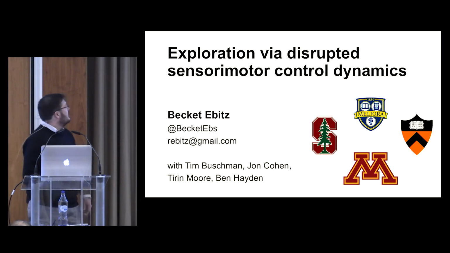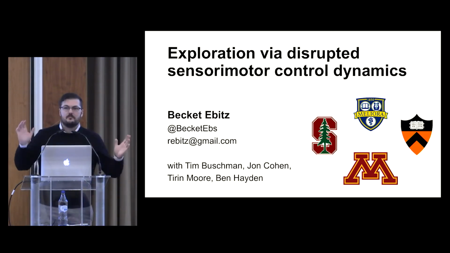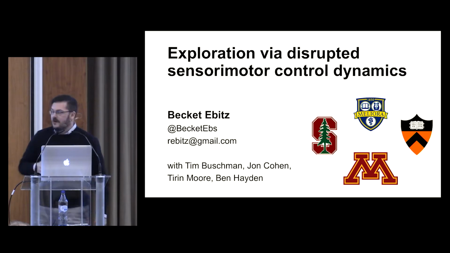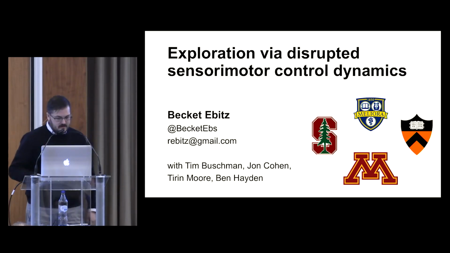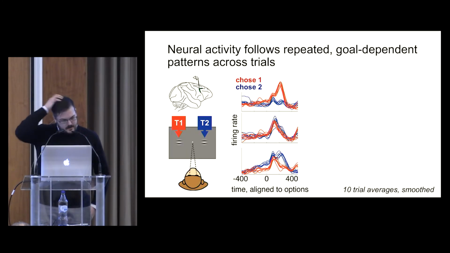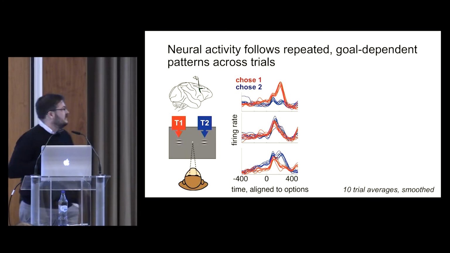Okay. All right, so I'm Becket Ebitz, and I'm going to talk about how I think we explore, so how we discover new solutions or new opportunities in a complicated and changing world. By way of starting, I want to say that one thing we know is that neural activity tends to follow repeated goal-dependent patterns across trials.